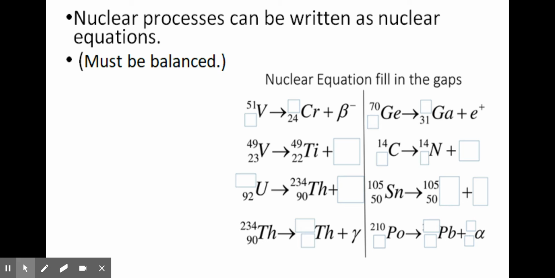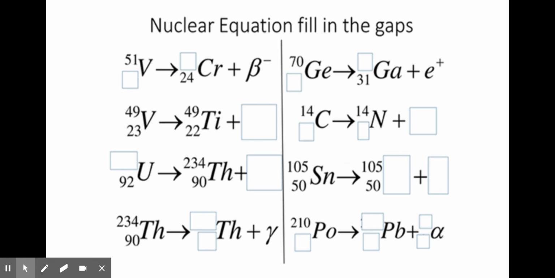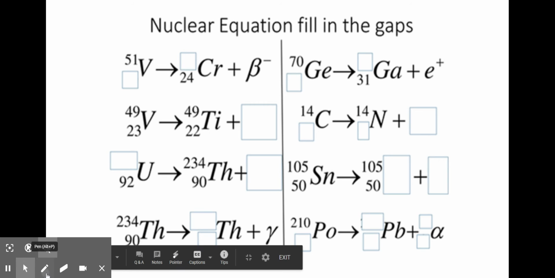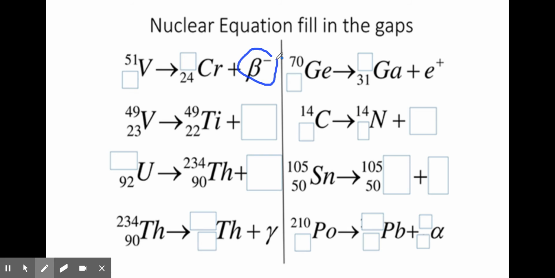Nuclear processes can be written as nuclear equations. Okay, so you see the same ones that we had before here. These are just some generic ones. We'll do some of these together here. What are some things that you can notice from maybe the last lesson?